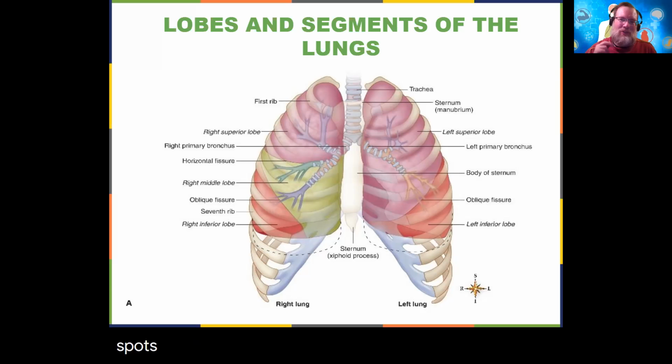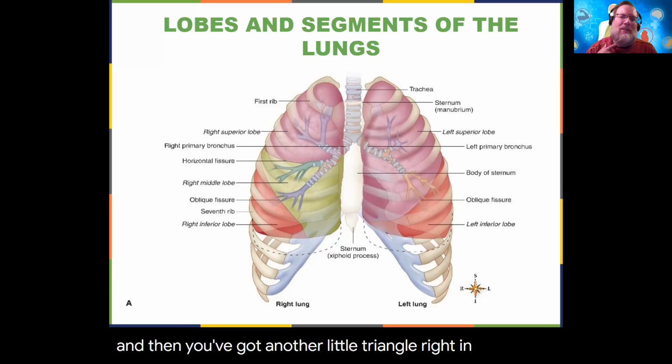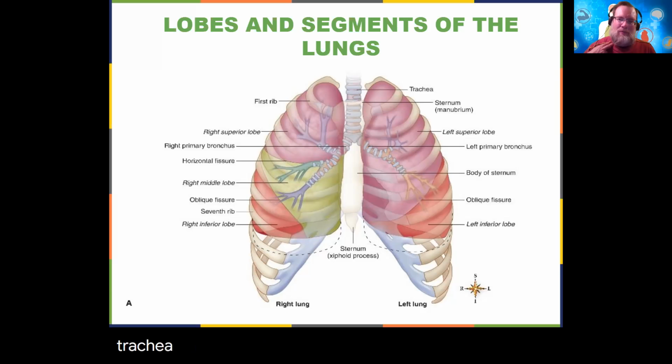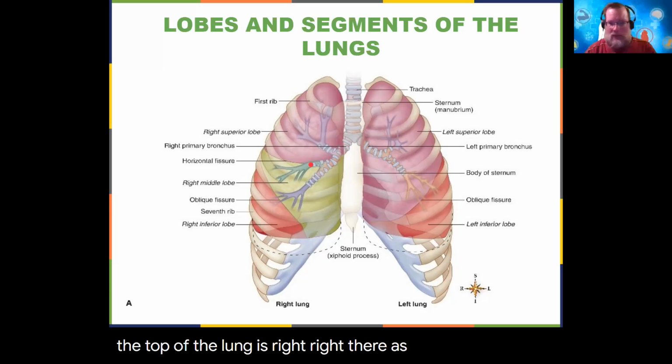The one being this triangle, the anterior triangle, and then you've got another little triangle right in here where the trapezius and the sternocleidomastoid and trachea all kind of meet. Anyway, that's a spot. You can see the top of the lung is right there as well. So anyway, that's it for you guys. Do you have any questions about anything?